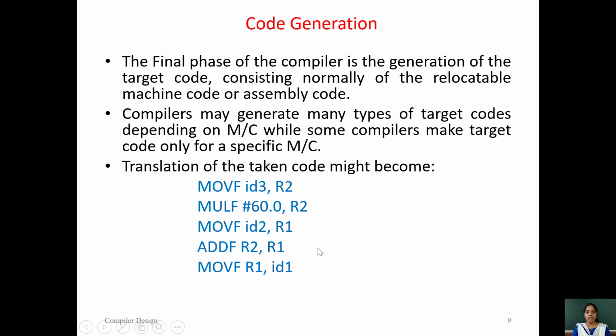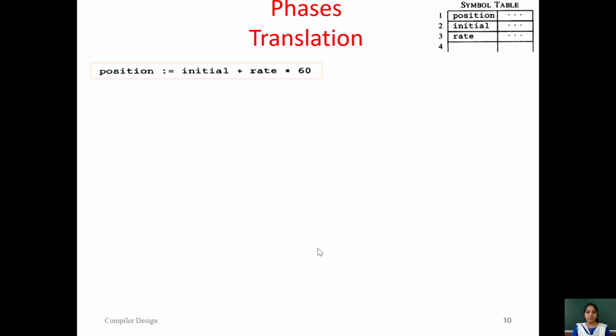Position is equal to initial plus rate into 60. So this is the sample code of the given statement. Here I am showing how each and every phase is converted into the target code. So here the source code is position is equal to initial plus rate into 60. This statement has to be converted into the target code. So now it is given to the compiler.